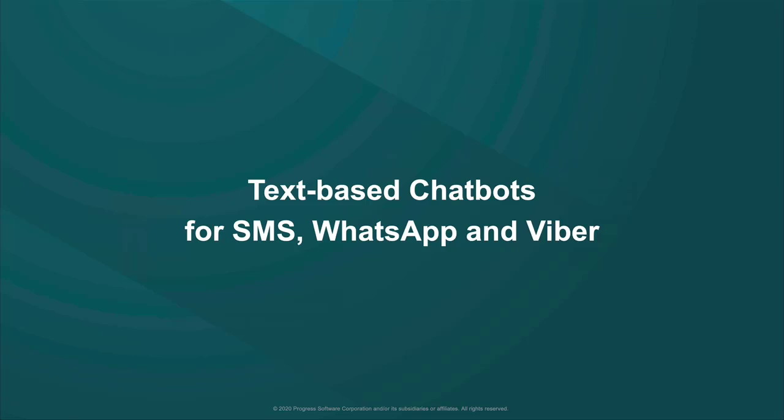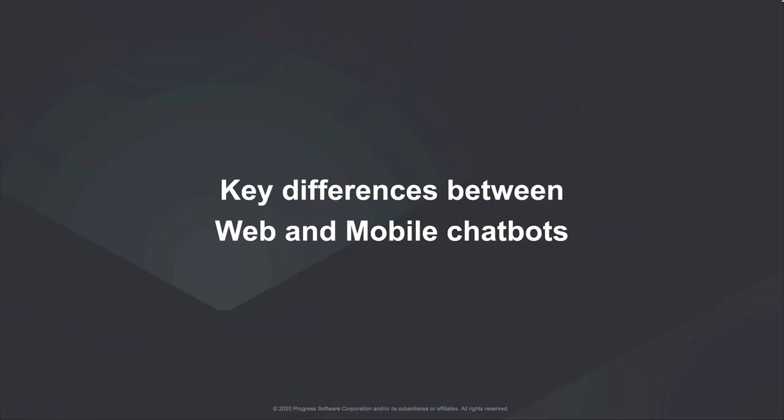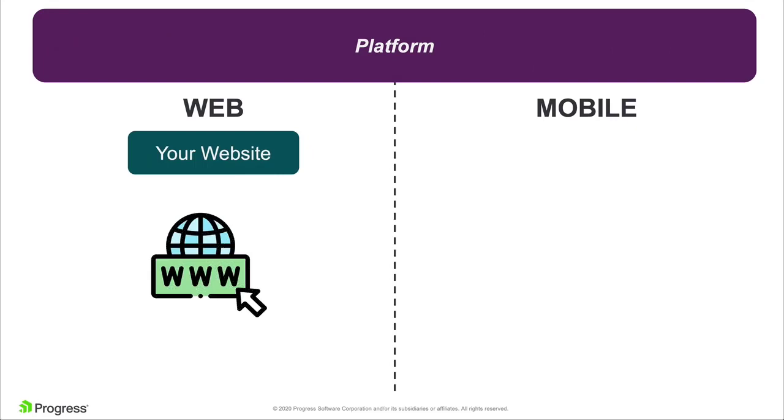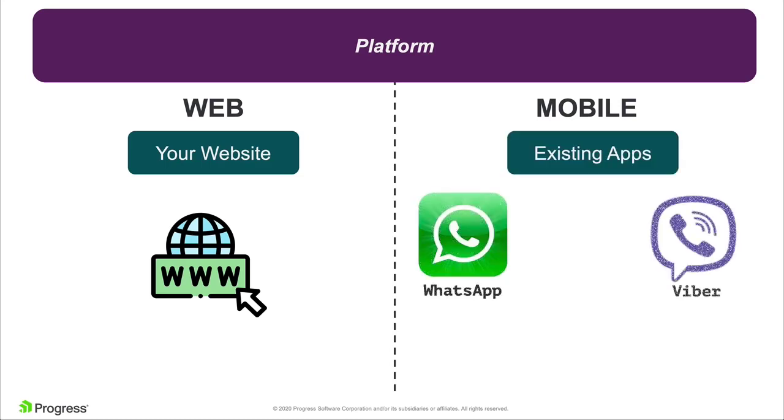Let's talk about the text-based chatbots for SMS, WhatsApp, and Viber. What are the key differences between web and mobile chatbots? One of the first things is the platform where they exist. The web-based chatbots exist on your own personal website, while the mobile ones exist within the existing apps within their specific platforms. In order for the user to use your channel via WhatsApp, they'll be using an app that they already have on their phone or tablet. And all you have to do is create a number and then attach your chatbot in there.